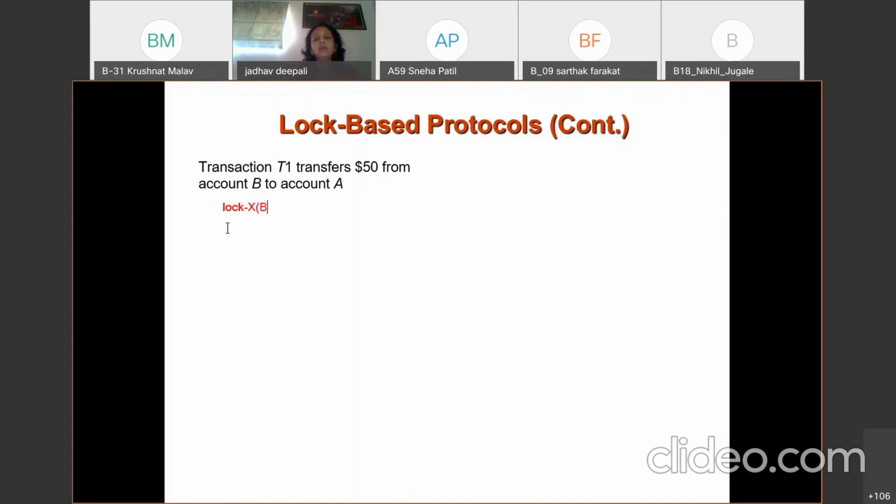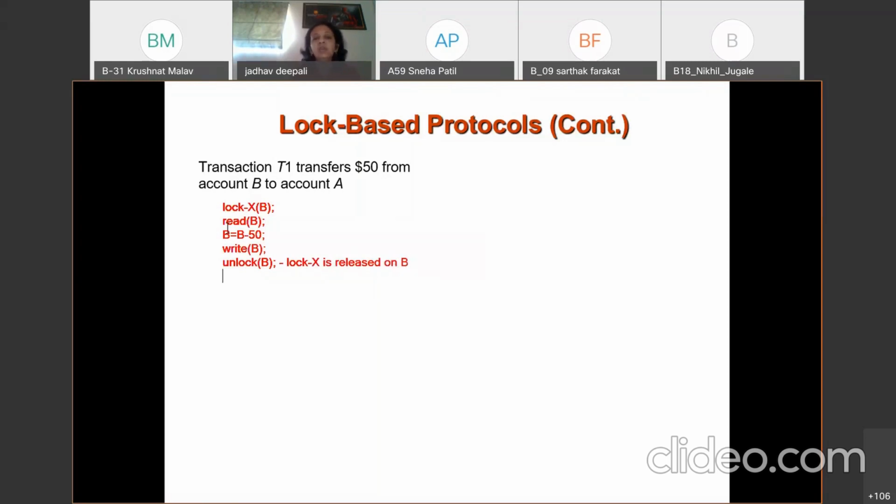Once it is locked by transaction T1 on data item B, the concurrency control can grant this. Next, perform read the data item B. Remaining things are the same: B is equal to B minus 50, then write B. Now the use of data item B is finished, correct? So we need to unlock it, and the instruction used to unlock is unlock data item B. Once this instruction is executed, lock X is released on data item B, and another transaction can now use it.